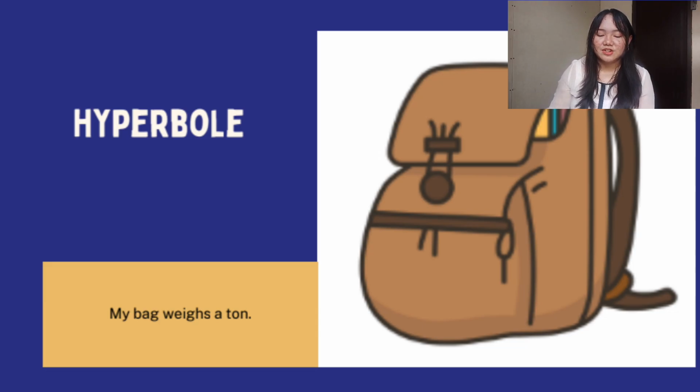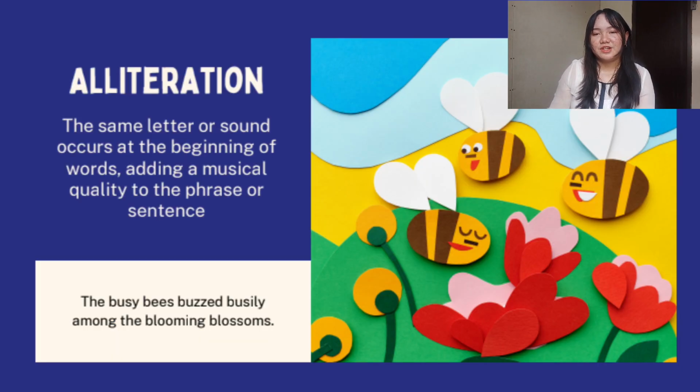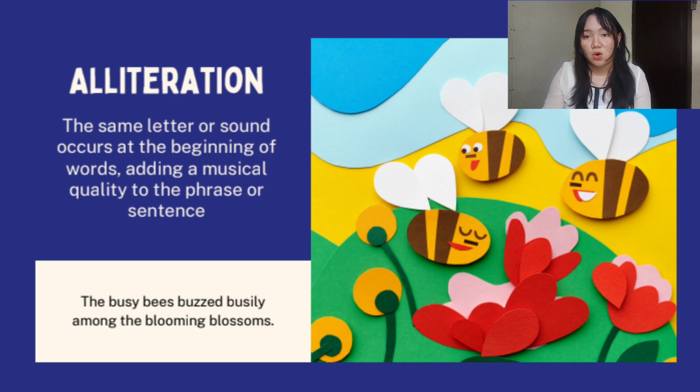Next is the alliteration. Alliteration is the same letter or sound occurs at the beginning of the words, adding a musical quality to the phrase or sentence. For example, the busy bees buzzed busily among blooming blossoms. What can you say about this? How does this become an alliteration? Yes, correct, Miss Charmaine. It has the same letter or sound.